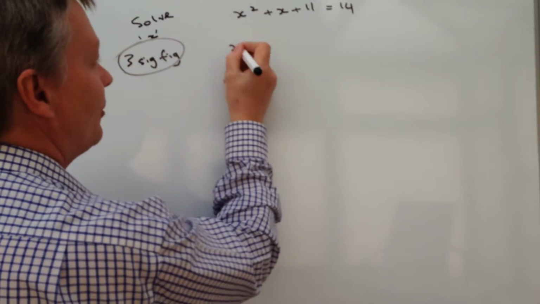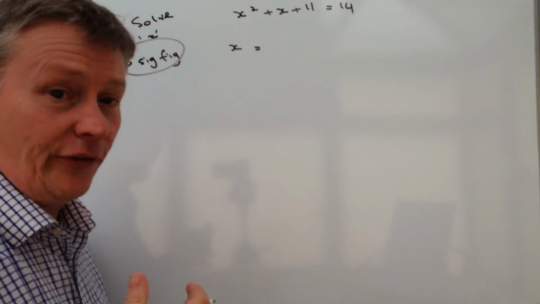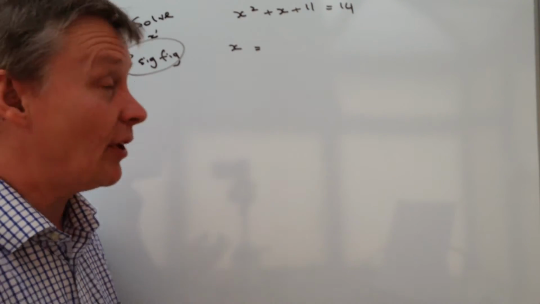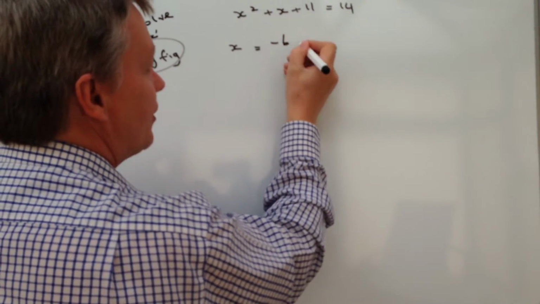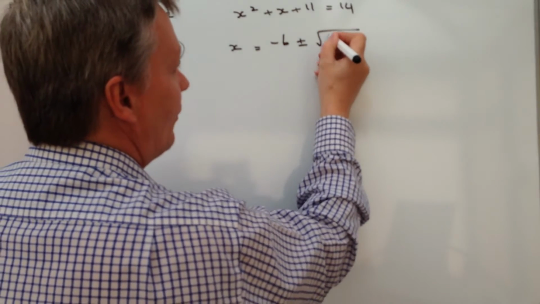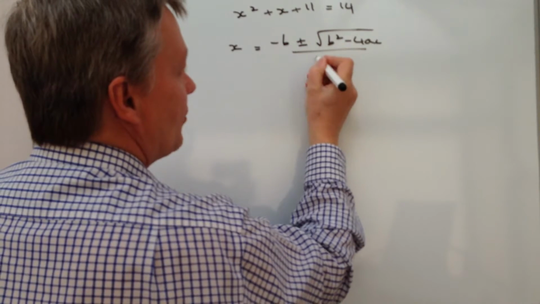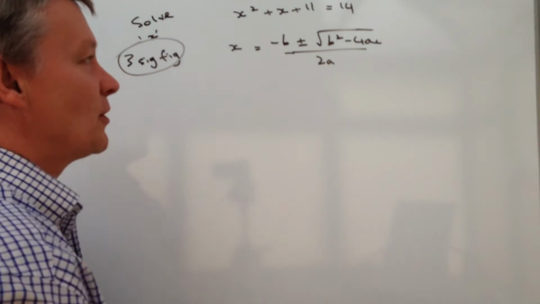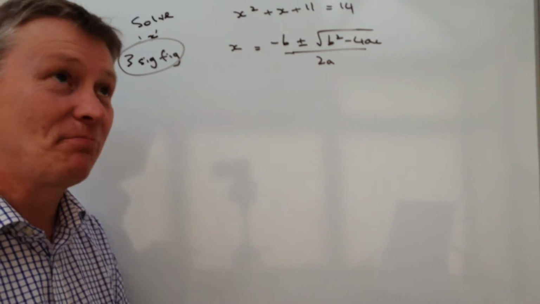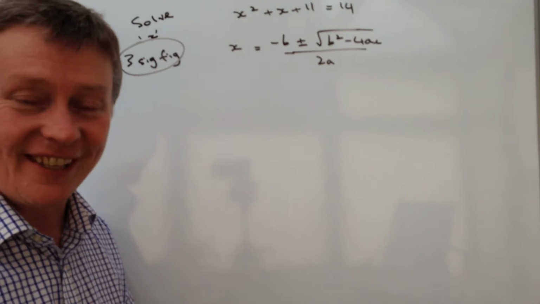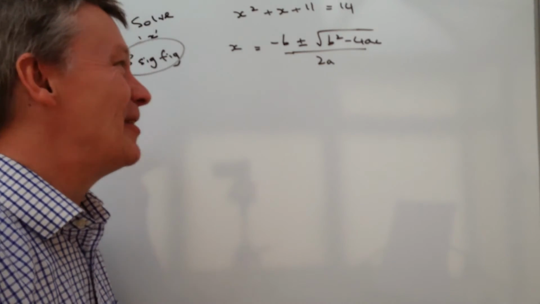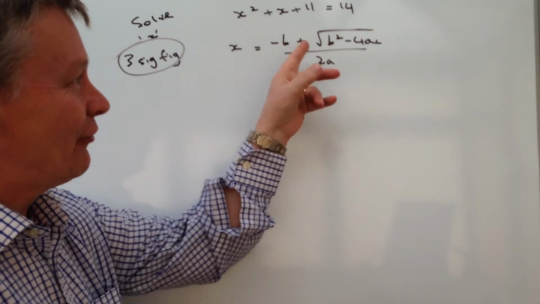Now the quadratic formula is usually given at the front of the exam paper, however you do get to know it fairly well just by doing a few practice questions, and it's x equals minus b plus or minus the square root of b squared minus 4ac, all over 2a. Okay, so that's the formula that we're going to use.